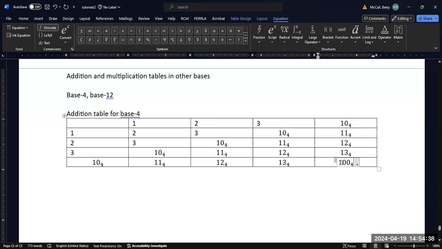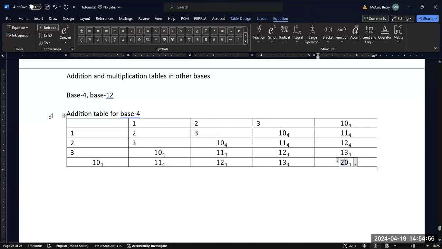Actually, sorry, we're not multiplying, we're adding. 10 plus 10 is 20. Sorry, I got lost there for a second. 10 plus 10, we're adding. 10 plus 10 is 20. All right.